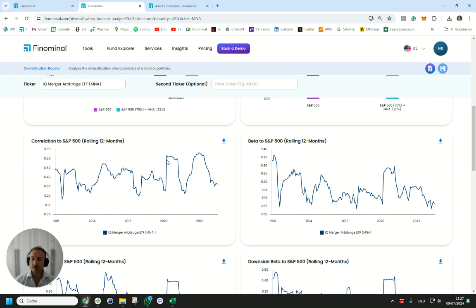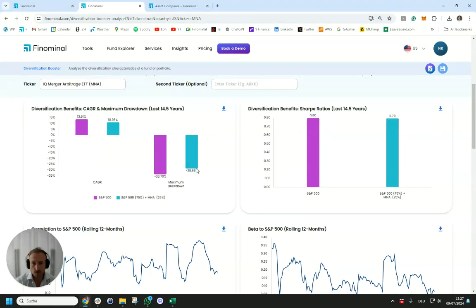Now that's of course problematic because investors need diversification most when stock markets crash, i.e. for example here in 2020. And this product did not provide that. And that of course explains why there are zero diversification benefits from this product.